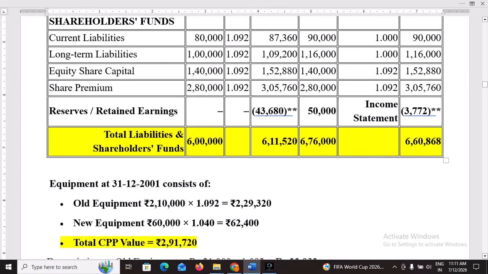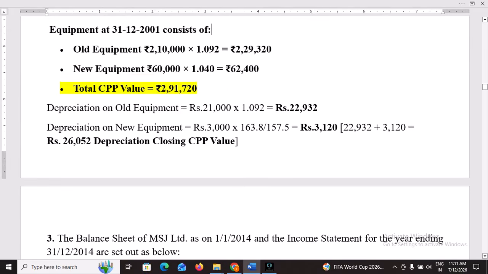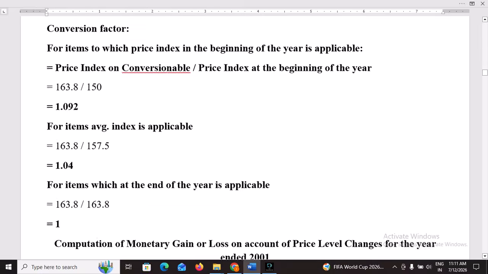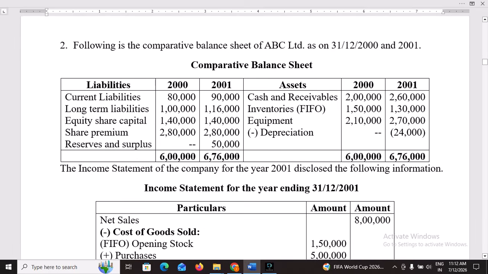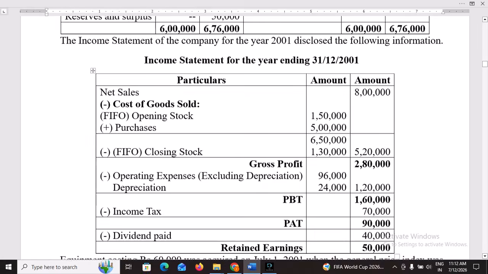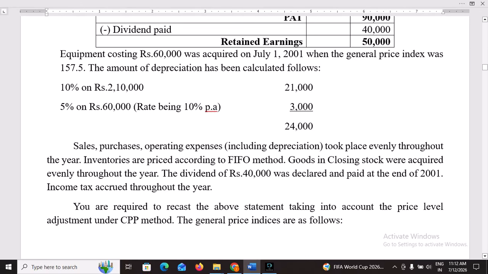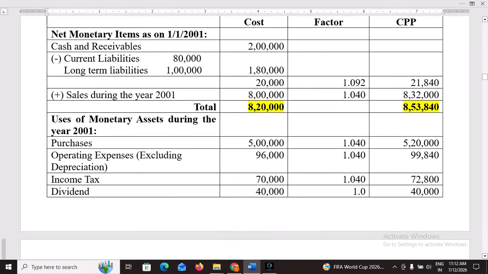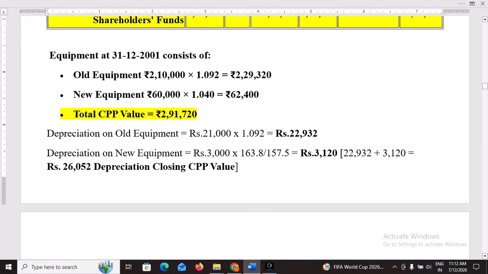Okay, you have to calculate this pattern. Hope you guys understood. I will send this PDF in the WhatsApp group, so don't worry about this question.